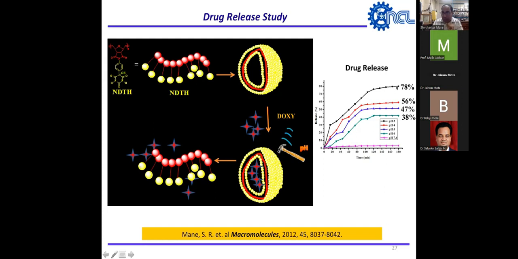And we have observed that at pH 3, 78% of the drug is released, and these are the different pH conditions listed. Then what is next? Once the drug gets cleaved from the body, what is the fate of the polymer? How does the polymer come out of the body?